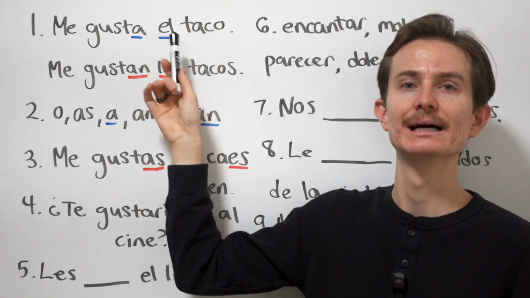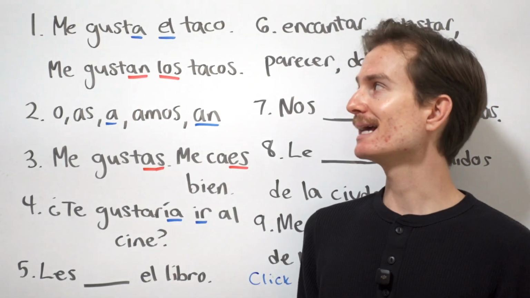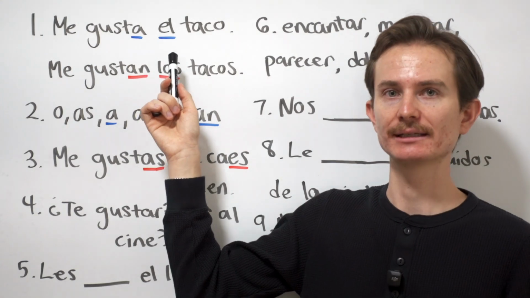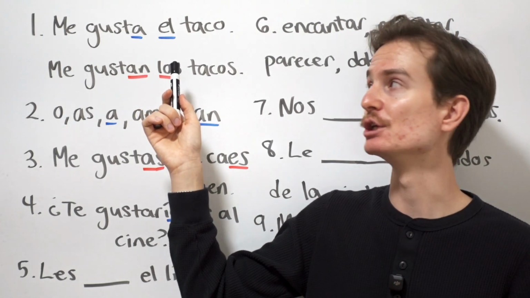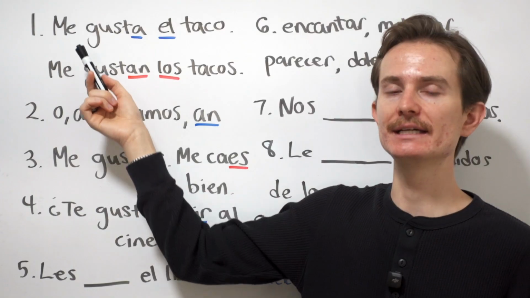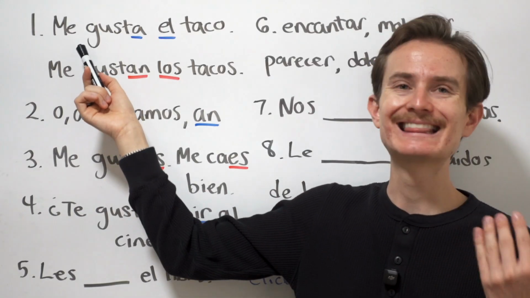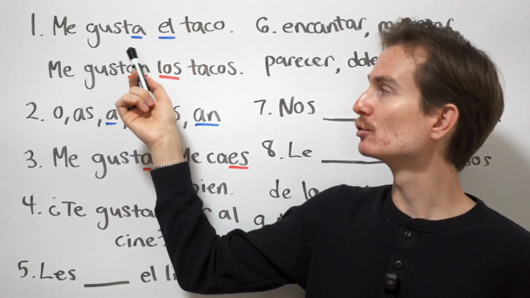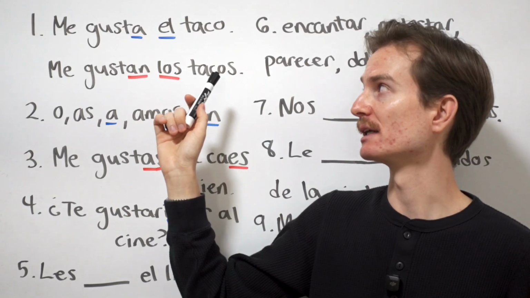Me gusta el taco. So how would I say, for example, you like the taco? How would I say that? You like the taco. Okay. All I need to do is change this indirect object pronoun to te. Okay. Te gusta el taco. You like the taco.